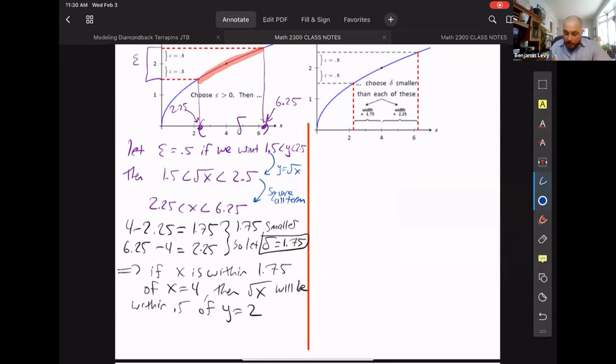If we wanted to say that mathematically, what we would say is if |x minus 4| is less than 1.75, right? That's our delta value. Then |the square root of x minus 2| is going to be less than 0.5. That's our epsilon.